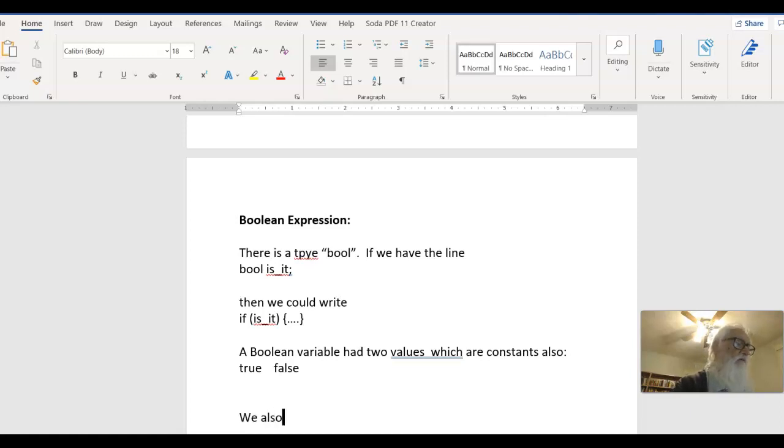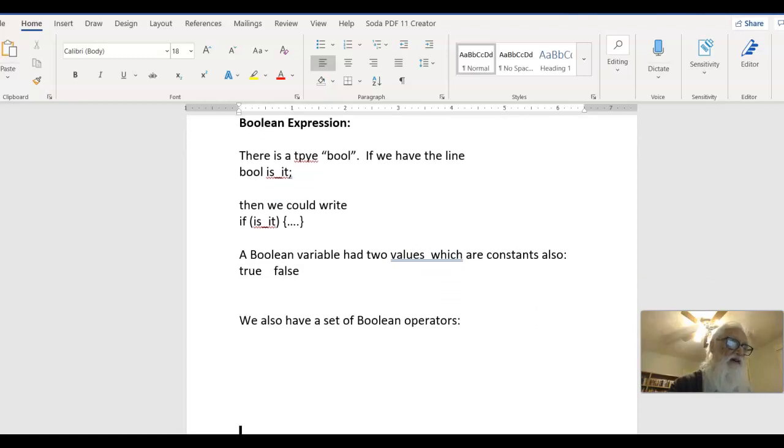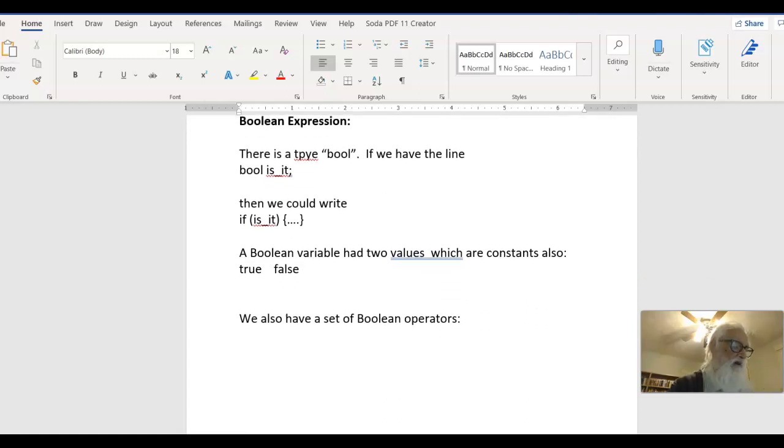We also have a set of Boolean operators. And you are probably used to every one of these. We have the AND, which is the symbol two ampersands, not one. One ampersand would be bitwise Boolean, and that's for probably 225, not for us at this point. It's not the word and. The word and is Python's way of doing it, not our language.